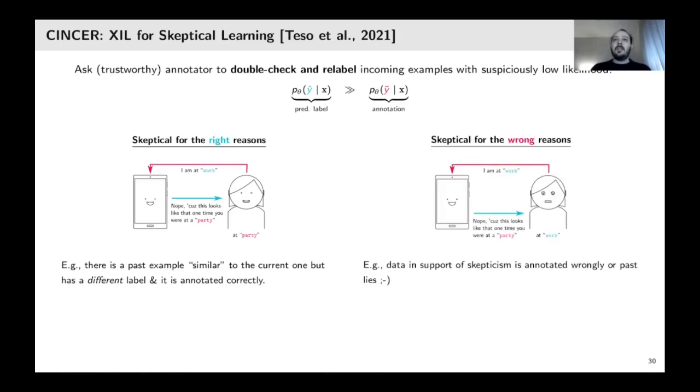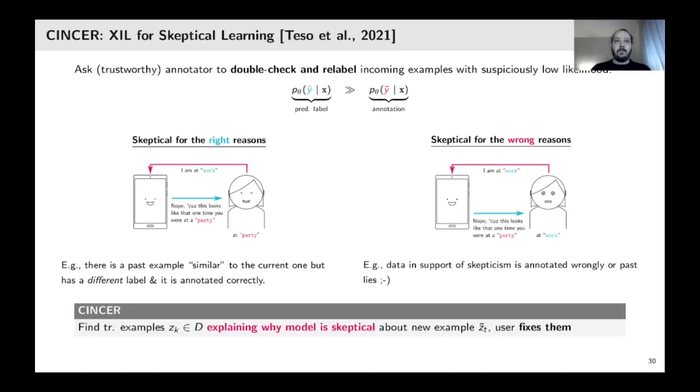But if the machine is skeptical because of a noisy training example that it has received in the past, then we say that it is skeptical for the wrong reasons. In the figure, for instance, the machine is skeptical because of the user's past white lie. The idea behind SINCERT is to explain to the user why the machine is skeptical by identifying those examples that most support the machine's skepticism and allowing the user to relabel them if necessary.